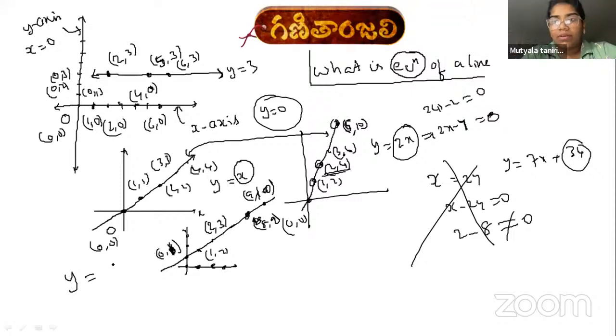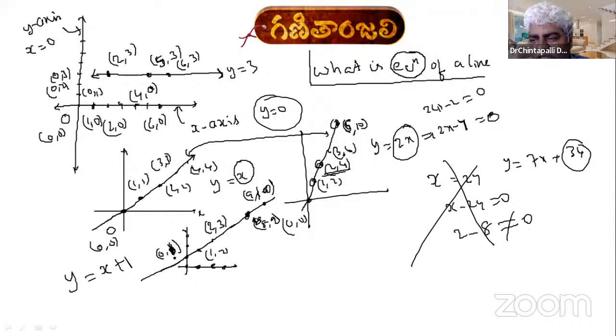So the equation of this line is y equals x plus 1. Sorry, plus 1. Because there is a constant term, because it's not passing through the origin. So how to identify the lines which are passing through the origin and which are not? If a line passes through the origin, the constant term is missing. There is no constant term in the equations of a line passing through the origin. If a line is not passing through the origin, there must be a constant term.